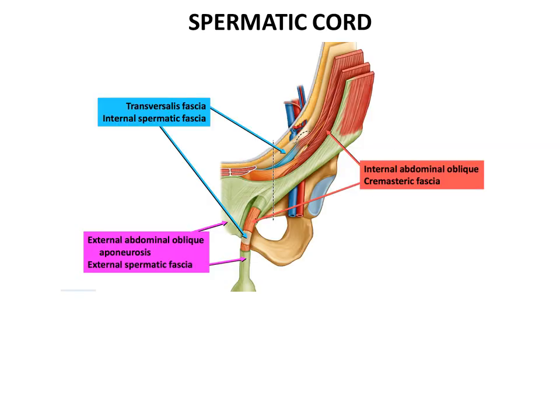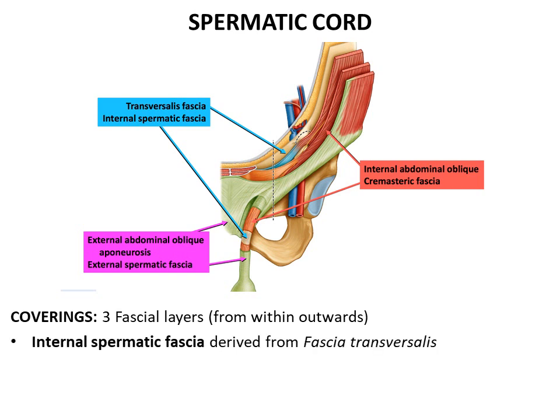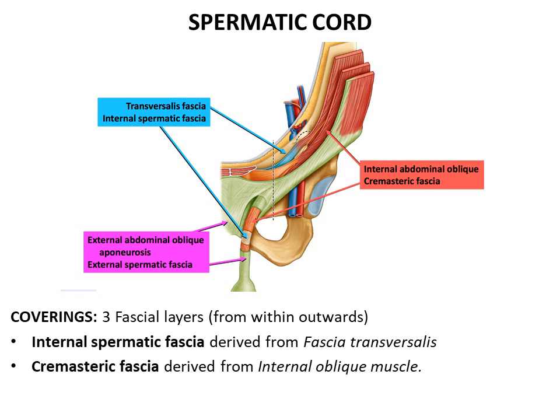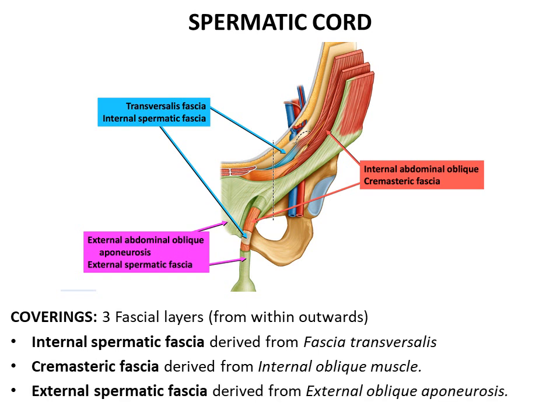As the spermatic cord passes through the inguinal canal, the muscles and the fascia which form the walls of the inguinal canal send three fascial extensions around it, forming the coverings of the spermatic cord. These three fascial coverings from within outward are: the innermost is the internal spermatic fascia, which is derived from the fascia transversalis. The cremasteric fascia, which is derived from the internal oblique muscle, and the external spermatic fascia lies outermost and is derived from the external oblique aponeurosis.